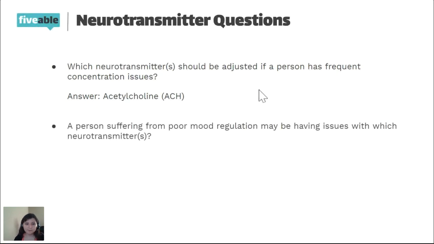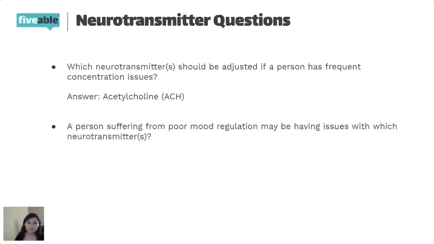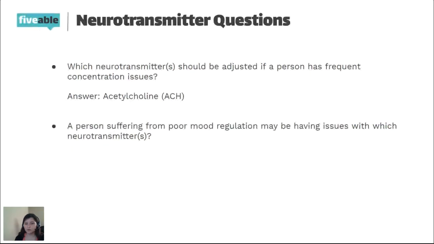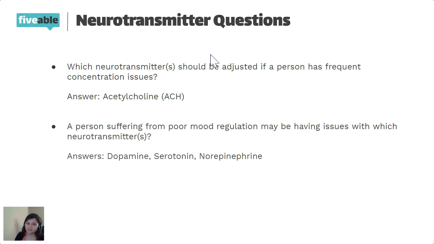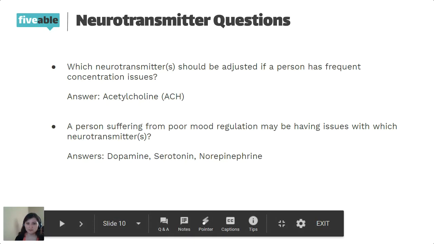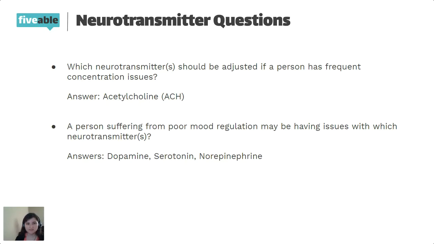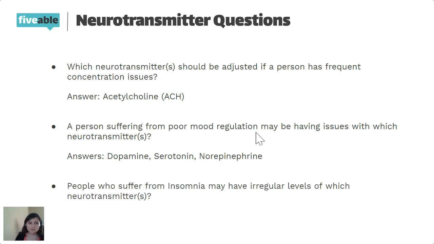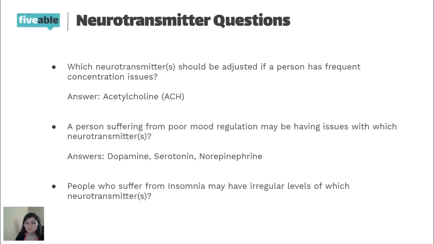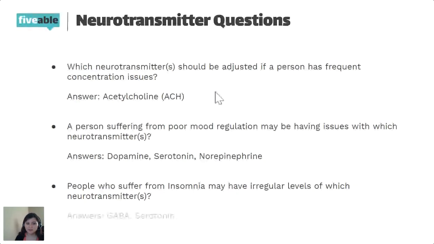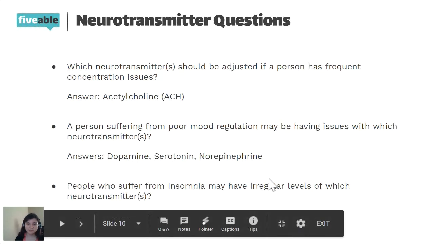And then a person who's suffering from poor mood regulation may have an issue with which of the neurotransmitters? This one's kind of an overlapping question, so there's actually multiple answers. Dopamine, serotonin, and norepinephrine all affect mood regulation and can be seen in mood disorders. So people with insomnia may have irregular levels of which neurotransmitter? The answer would be GABA and serotonin, because those both affect sleep.